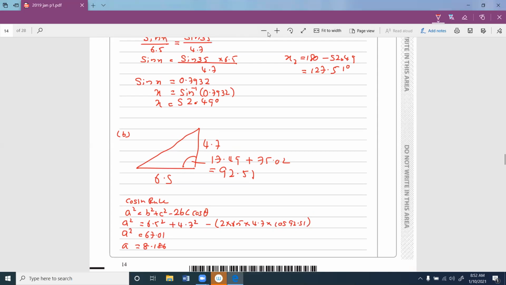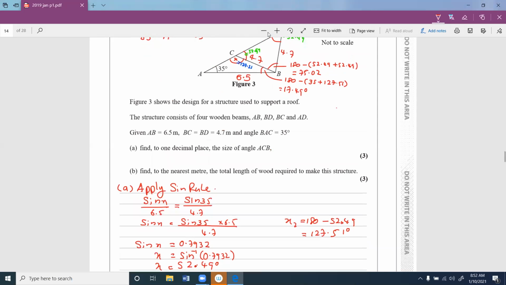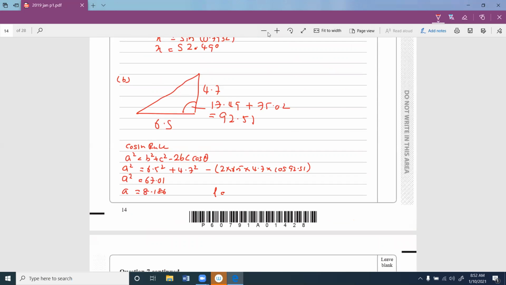Then we can say the total length becomes 8.19 plus 6.5 plus 4.7 plus 4.7, and you can obtain the final answer. You get the final answer 24.08. 24.08 would be the final answer for that. That's a way of doing this question.